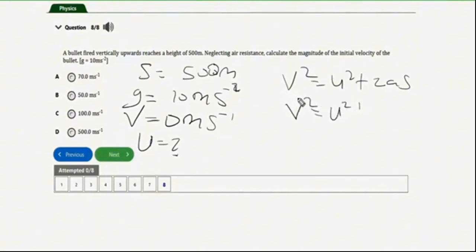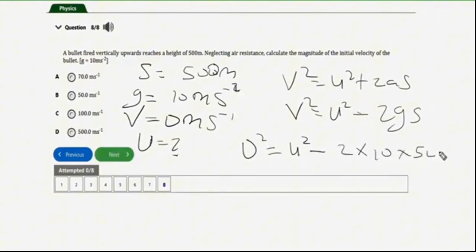When you present it as an equation under gravity, it becomes v squared equals u squared, and vertically upward is going against gravity. So this will be minus and not plus, showing that it's going against gravity: minus 2gs. So let's plug in the values. Our final velocity is 0 squared equals u squared, which is what we're looking for, minus 2 times 10 times 500.